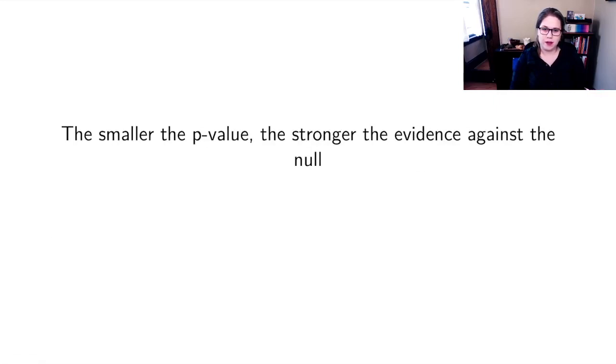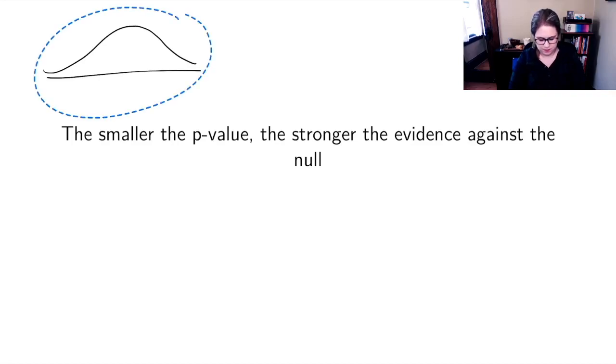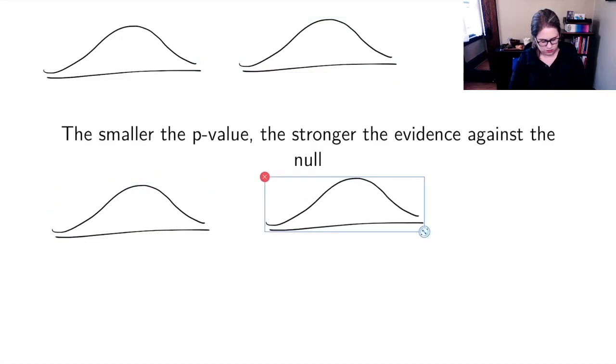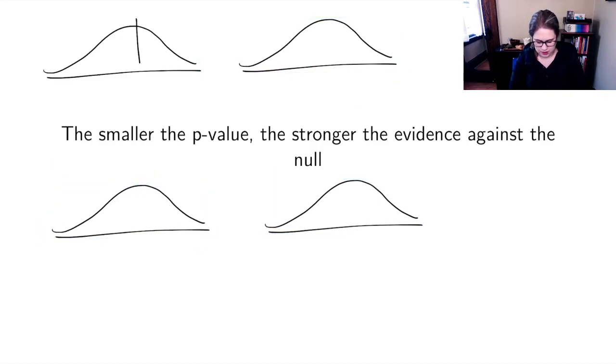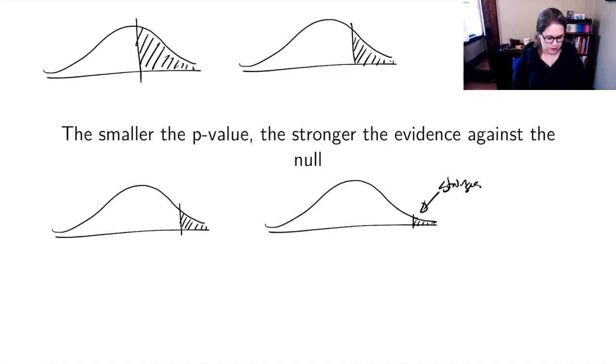So the smaller the p-value, the stronger the evidence against the null. So if I was going to draw myself several distributions, maybe I'll actually copy this one so they look exactly the same. All right, so if I had a p-value like this, that would not be very strong evidence. This would be a little bit stronger evidence. This would be a little bit stronger evidence. And if we were way out here in the tails, that would be the strongest evidence. So this is the strongest evidence, and this is the weakest evidence. And we've got a range in between.